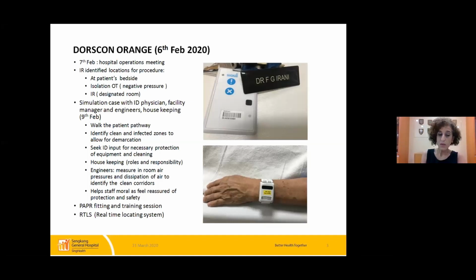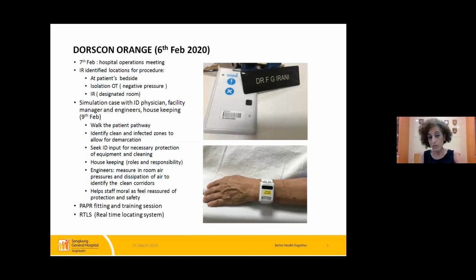We had housekeeping come in because they had roles and responsibilities to play. We also had engineers come into our rooms because we have all positive pressure rooms with HEPA filters, and therefore we had to see how pressures in the air dissipated out into various corridors, therefore identifying the clean from the dirty. Furthermore, this was very important because it helps staff morale and it helps staff be assured that they are being protected and their safety is given utmost consideration.